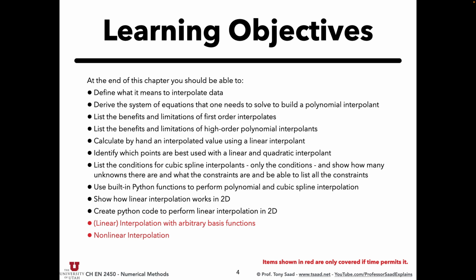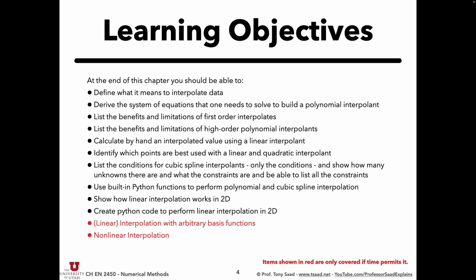And my learning objectives for this unit, again, what's shown in red is depending on if we have time, we'll cover it. If not, we don't have to cover it. But at the end of this chapter, you should be able to define what it means to interpolate data, derive the system of equations that one needs to solve to build what's called a polynomial interpolant, list the benefits and limitations of first-order interpolants, benefits and limitations of high-order interpolants, calculate by hand an interpolated value using a linear interpolant, identify which points are best used with linear and quadratic interpolants, list the conditions for what we call cubic splines.